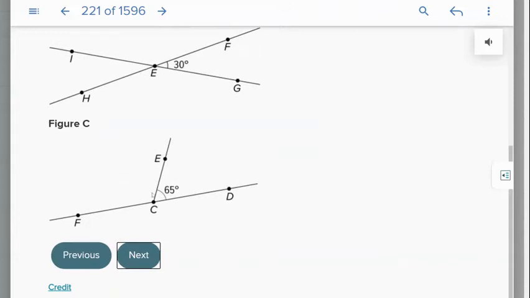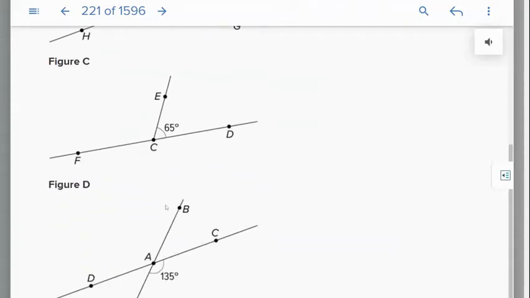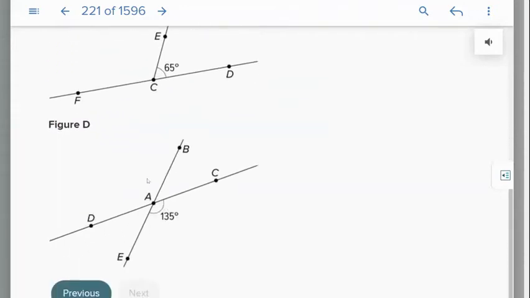Same thing with C, it's just like figure A. So you have 65 degrees given. What is angle ECF? Okay. And again, you're using the idea of supplementary angles to find all these missing pieces.